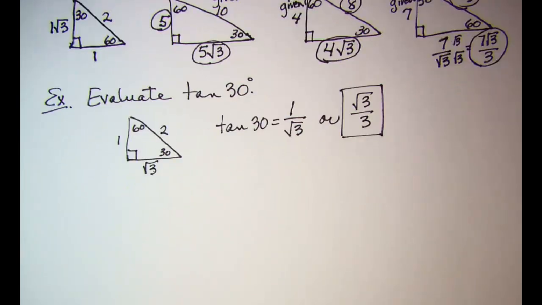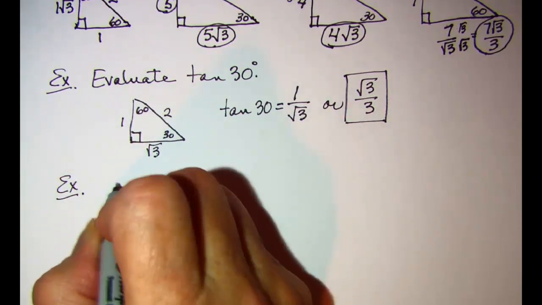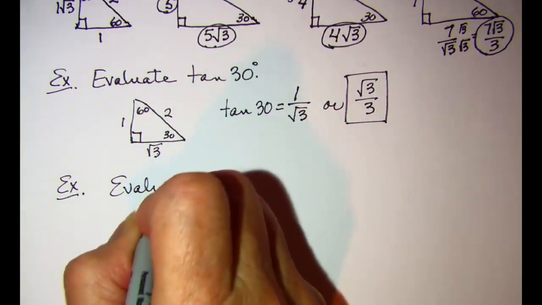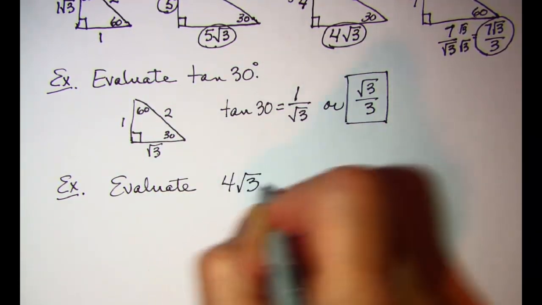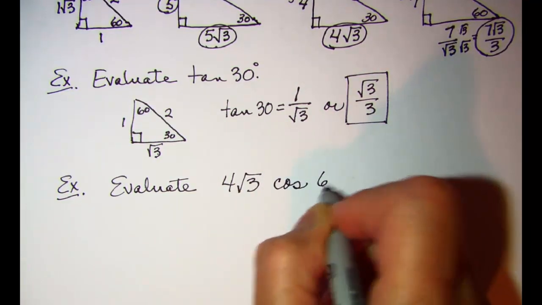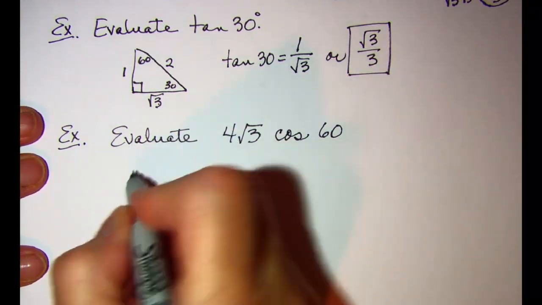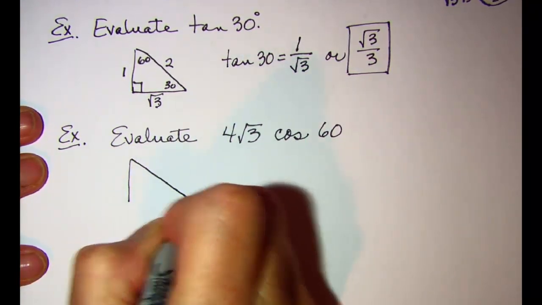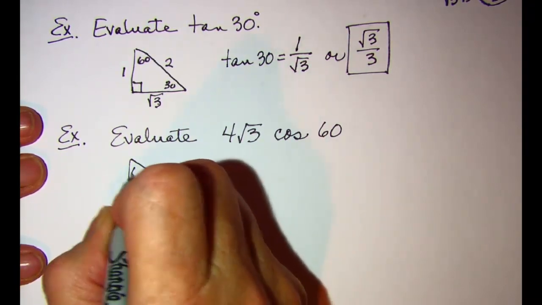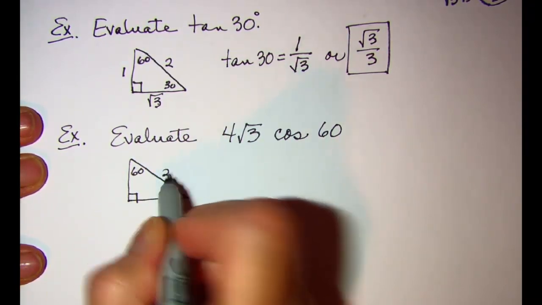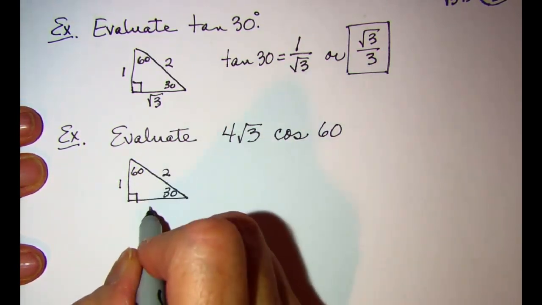Do another one. Evaluate 4 root 3 times the cosine of 60. So for my 30, 60, 90 triangle, again I just write in those. Hypotenuse is 2, side opposite the 30 is 1, side opposite the 60 is 1 root 3.